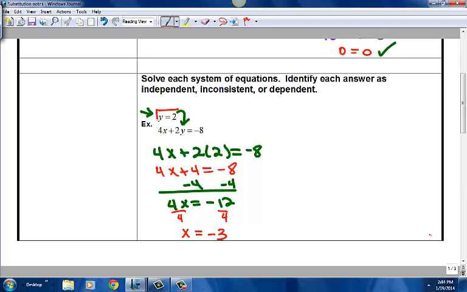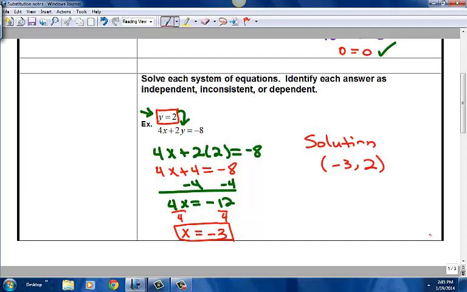Way back up here in the original problem, they told me what y was equal to. This is really handy when they do that because it means they've done half of the work for you. Remember, at the end of the day, as long as you have an x and a y, then you have a solution to your system. So over here, our solution is negative 3, 2. That's the point of intersection for these two lines.